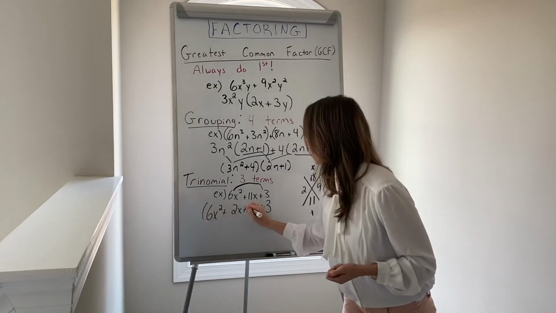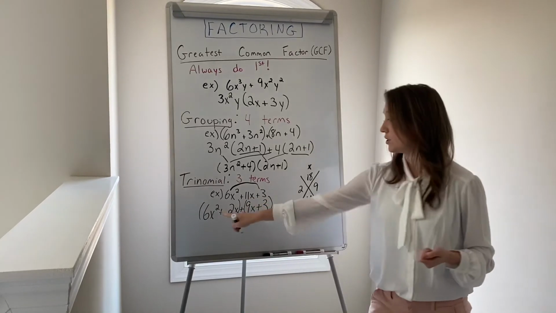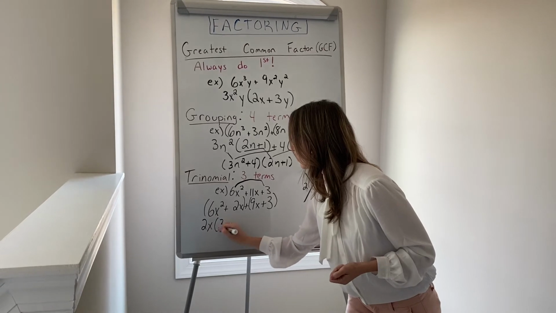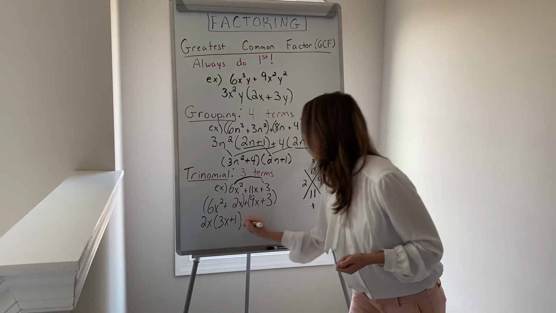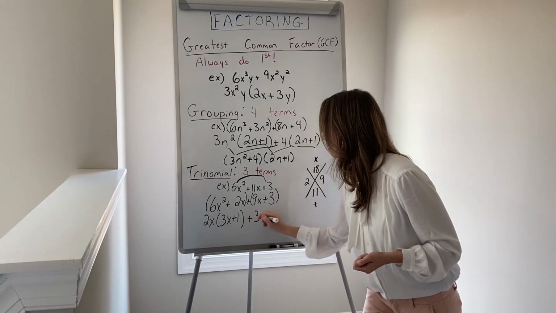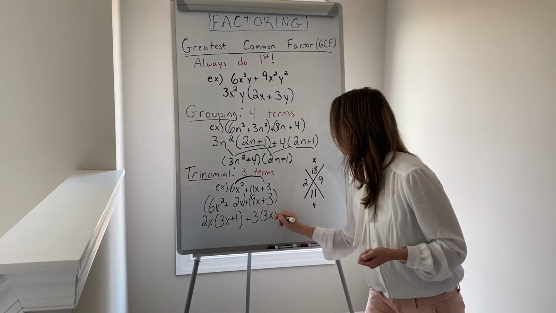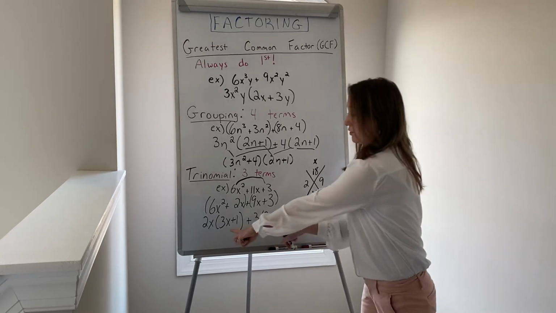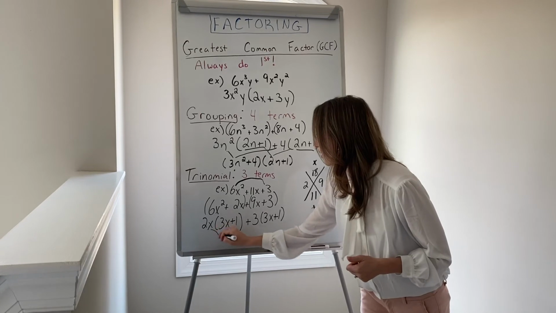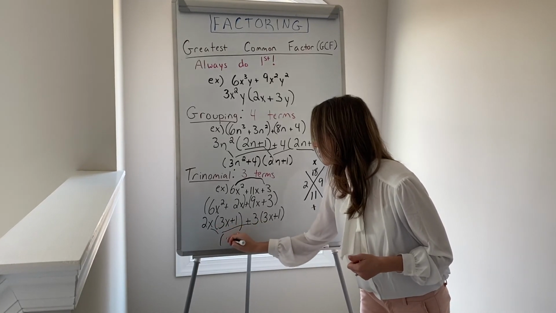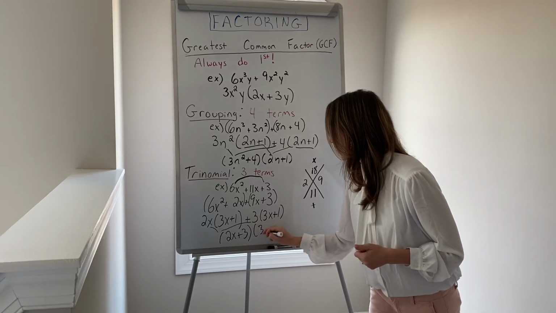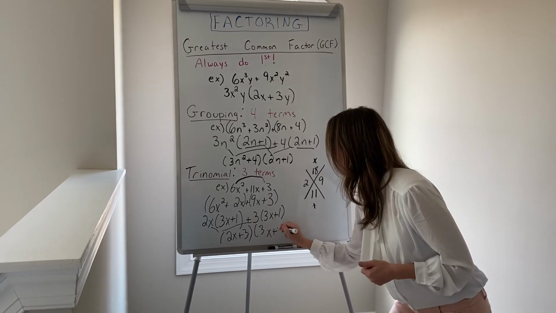So again, parentheses, take out the GCF of the first 2, so that would be 2x, 3x plus 1. Take out the greatest common factor of the second 2, which would just be a 3. Again, we're going to check that these are the same, which they are, so we're in good shape. And then when you write your final answer, one factor is what's on the outside, so 2x plus 3. And the other is what's on the inside, 3x plus 1.